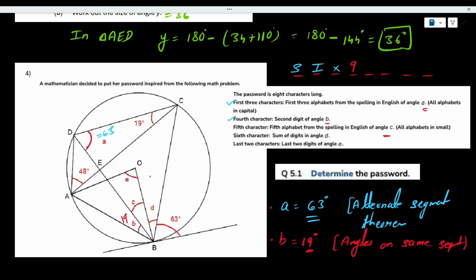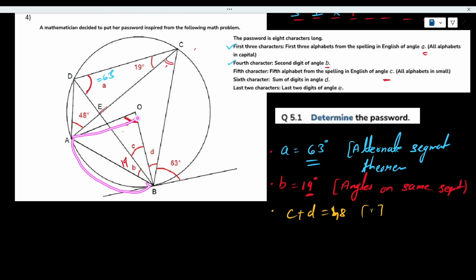Now look here, angle C is part of triangle AOB, and I already have B. So we can get this angle in the isosceles triangle. For that, first you need to get angle E. How? 48 degrees is subtended by DAC, meaning this is the chord and this is the arc. Now this arc is subtending this angle as well. That means the sum of C and D is going to be 48. C plus D is 48 degrees. Arc AB is subtending an angle at the center, and an angle on the circumference at D as well as C.